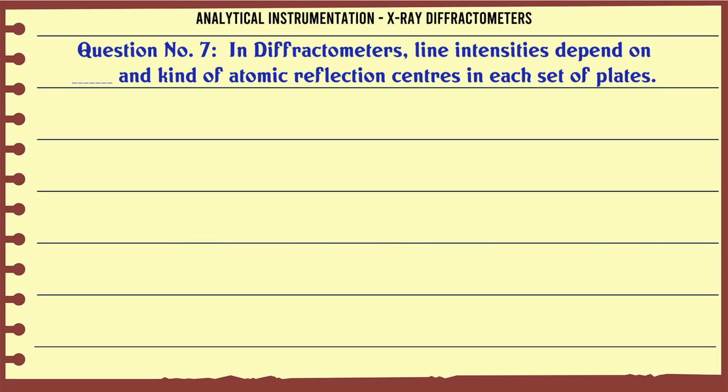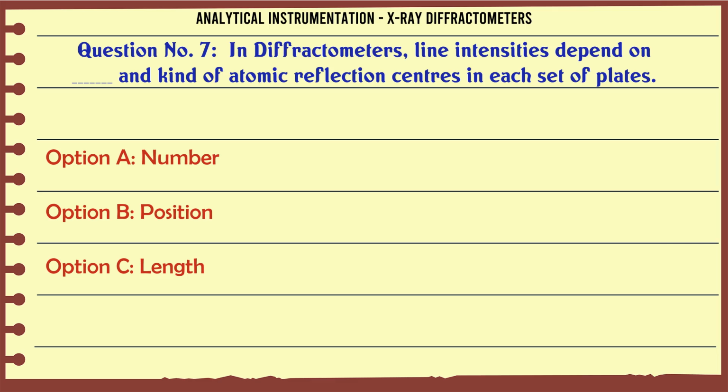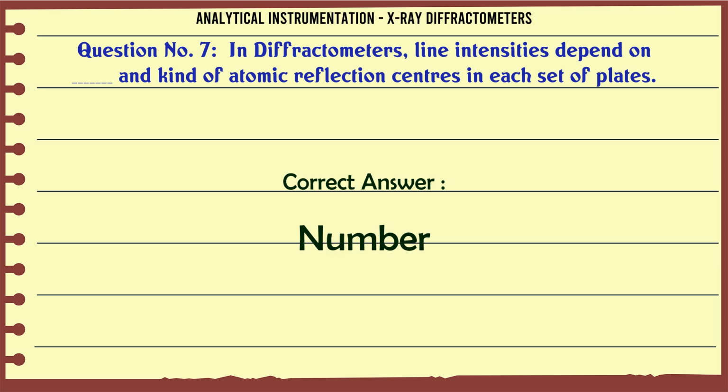In diffractometers, line intensities depend on and kind of atomic reflection centers in each set of plates. A. Number. B. Position. C. Length. D. Distance between lines. The correct answer is number.